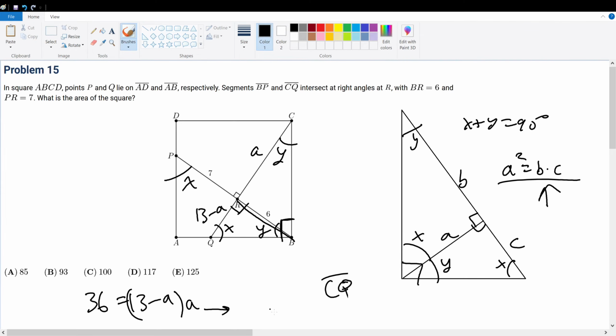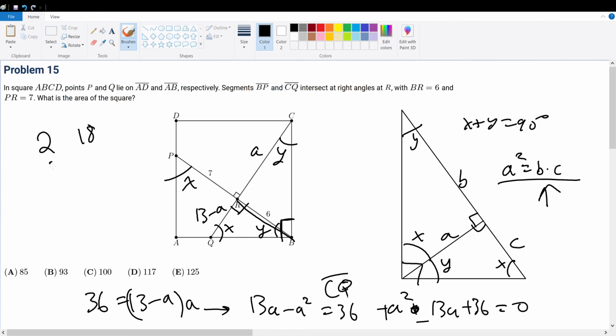So from here, you can go 13a minus a squared is equal to 36. So negative a squared, plus 13a minus 36 is equal to 0. Flip the signs, so a squared minus 13a plus 36 equals 0. So what factors of 36? That's 2 and 18. Well, obviously that won't work. 3 and 12, well, that won't work either. 4 and 9, yes, that works. So we can do a minus 4 times a minus 9, and that will be equal to 0. So a can equal either 4 or 9.